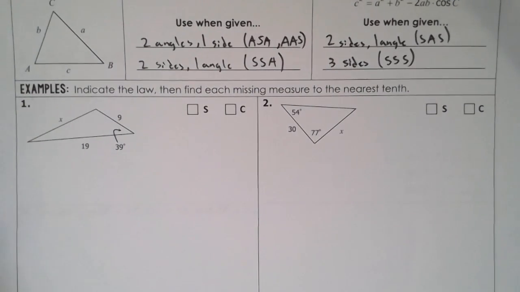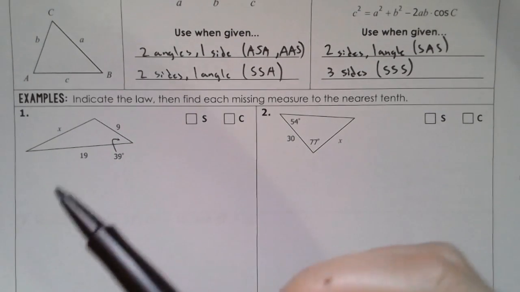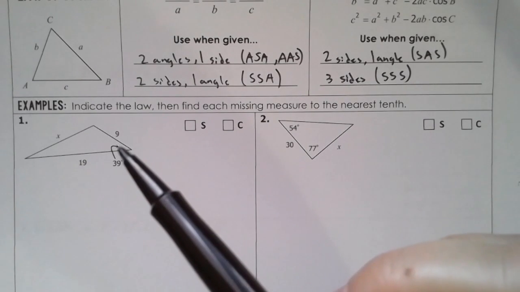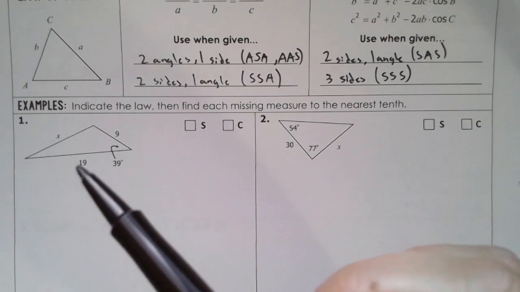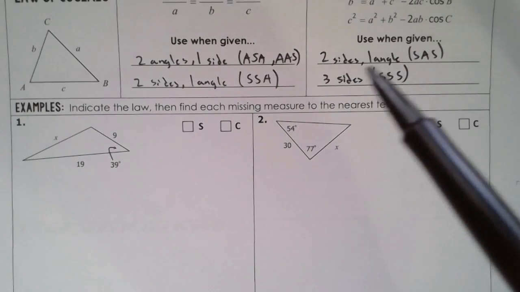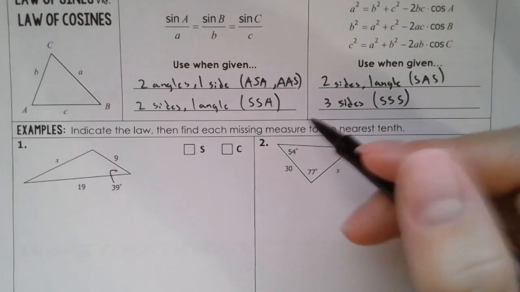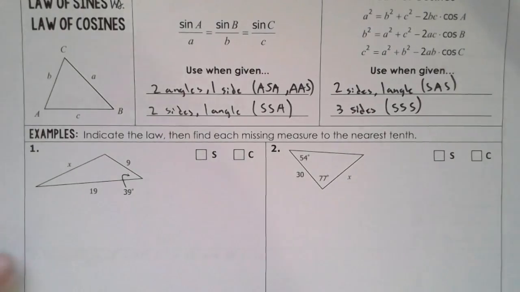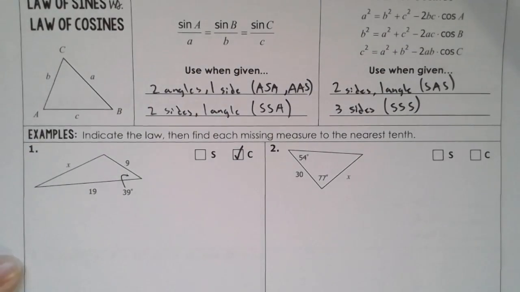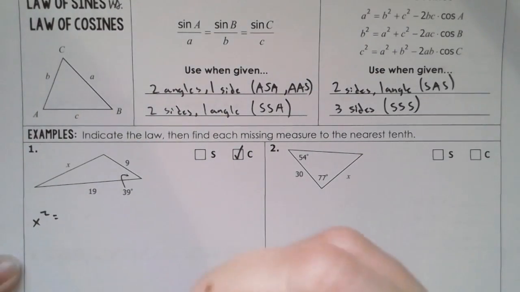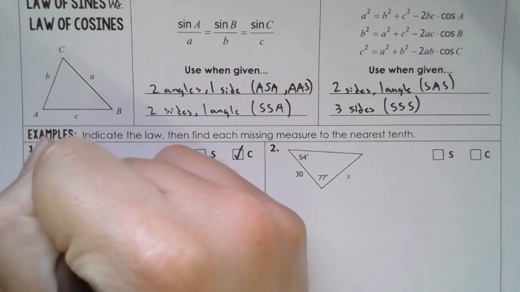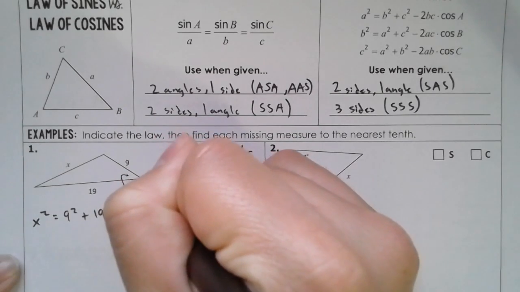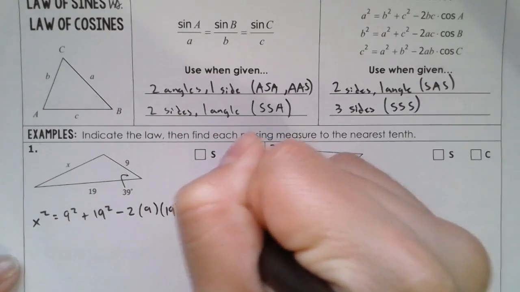So the first one, I'm given two sides. I need to find the third, and I'm given one angle here, right? So side angle side is what's given. So I'm using law of cosines right here, right? Two sides, an angle, side angle side. So this one is cosine. So x squared is equal to 9 squared plus 19 squared minus 2 times 9 times 19 times cosine of 39 degrees.